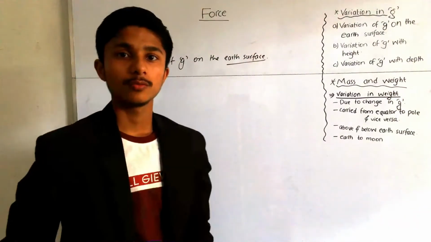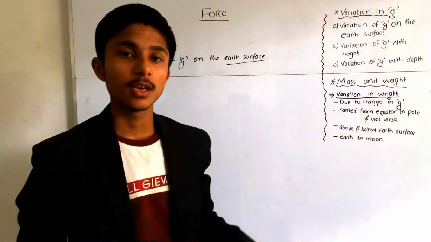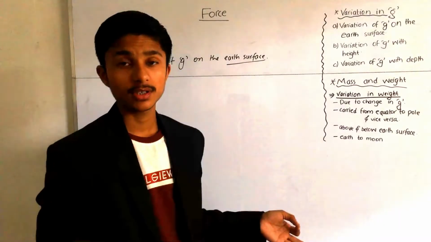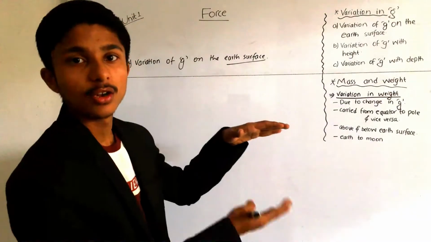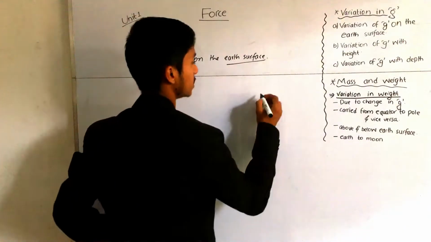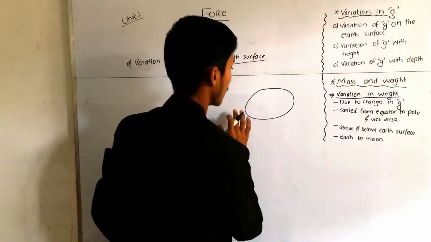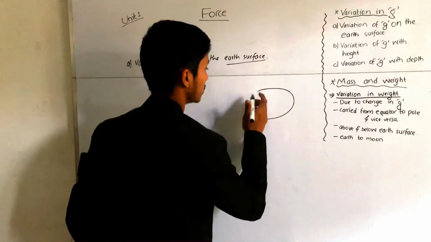As we know, earth is not a perfect sphere. It means the shape of earth is like an orange. The earth is compressed from the upper region and lower region. This is the shape of earth. Earth is similar to this shape.